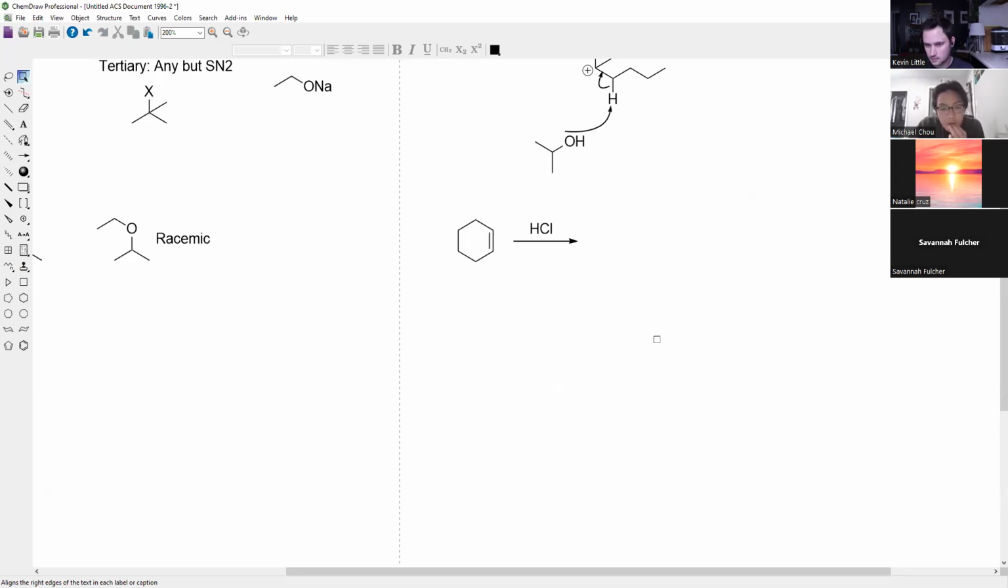It's the double bond. I've got a double bond, right? So we're not going to be in robot mode. We're going to see that this is an acid, so we're going to protonate something. The only thing with electrons that can take the proton is this double bond.